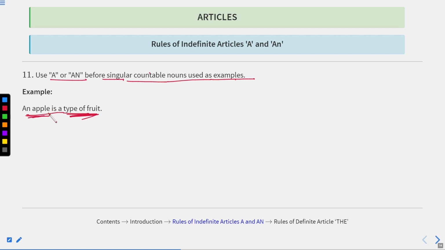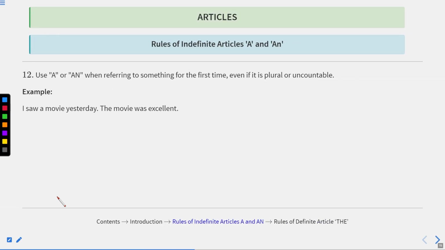A banana is a type of fruit. A pumpkin is a type of vegetable. A carrot is a type of vegetable. So these can be shown as the examples before which we can use indefinite articles, either a or an, depending on the sound of the word, or the sound created by pronouncing that particular word.